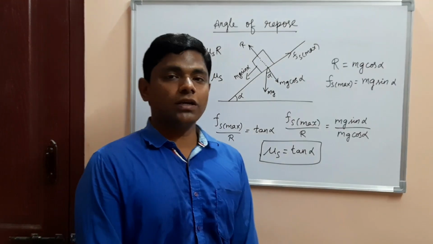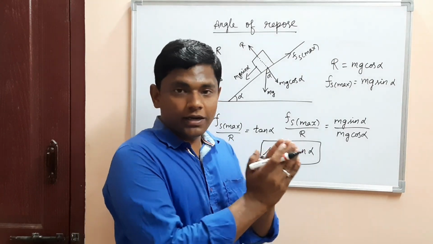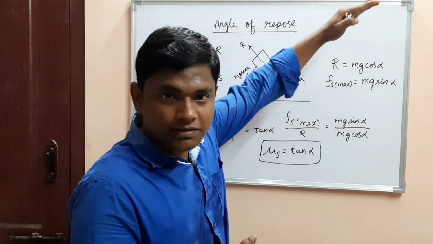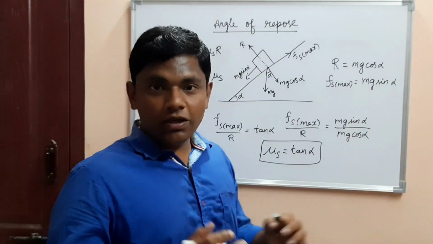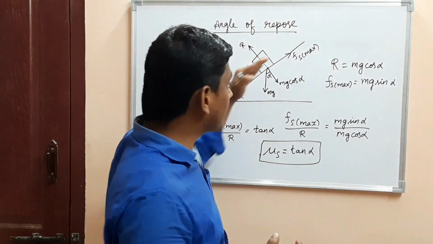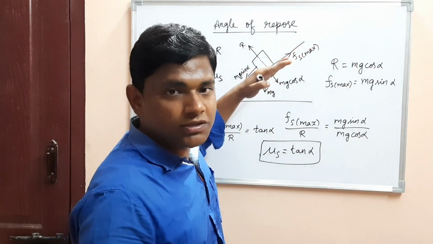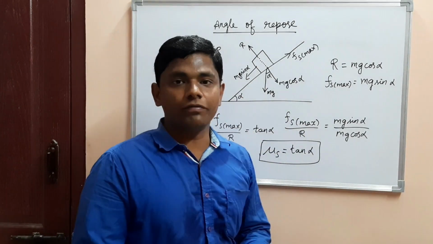This alpha is actually called the angle of repose. It is defined as the minimum angle of inclination of this inclined plane at which the block of mass m starts sliding down the inclined plane. So alpha is called the angle of inclination of this inclined plane. At this angle only the block has started sliding down this inclined plane. That's why this angle alpha is called the angle of repose.